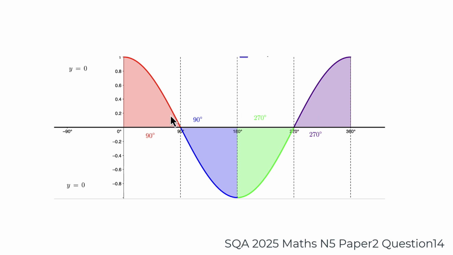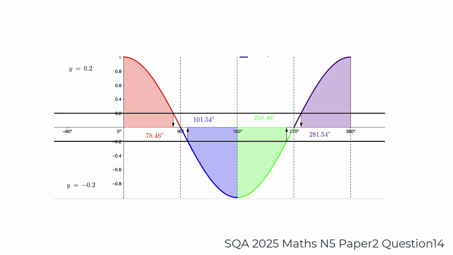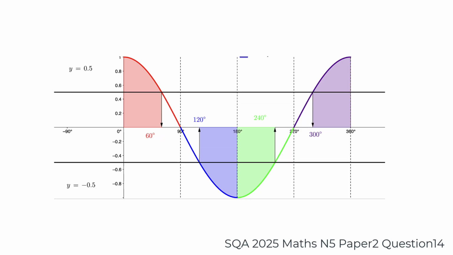And you can tell from this graph that the values of the cosine are positive, they're above the x-axis, in the first quadrant and the fourth quadrant. In the second and third quadrants, the values of cosine are negative. Now let's have a look at the diagram when we solve the equation cos x equals 0.5. There's the value of 0.5, and there are 2 solutions.